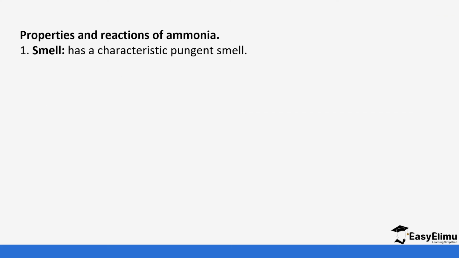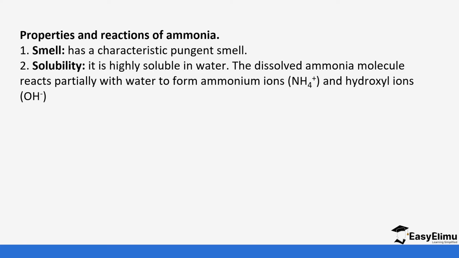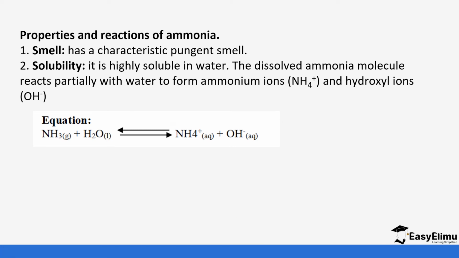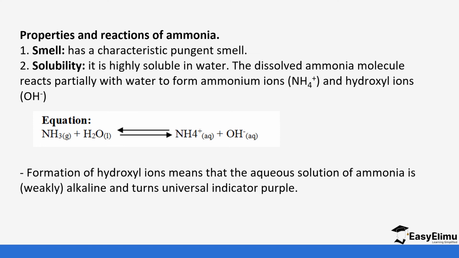First of all, ammonia has a characteristic pungent smell, and it's very soluble in water, as we saw in the fountain experiment in the previous video. When ammonia dissolves in water, it dissociates to form ammonium ions and hydroxyl ions, and the hydroxyl ions are the ones that give it its basicity, or make it basic in nature. Formation of hydroxyl ions means that the aqueous solution of ammonia is weakly alkaline, and so it will turn the universal indicator purple.